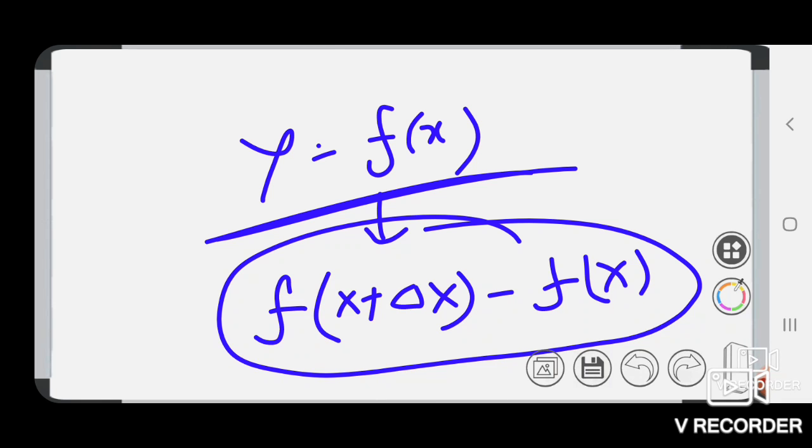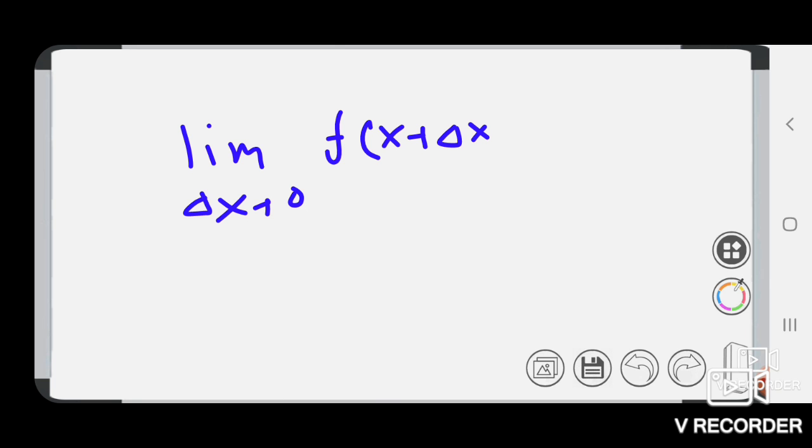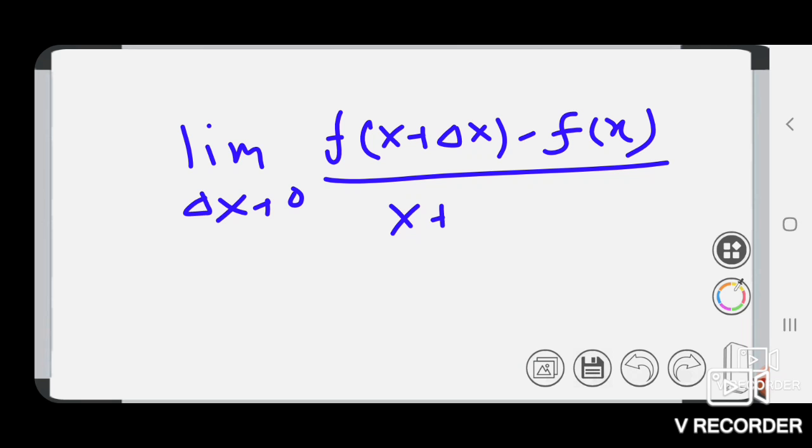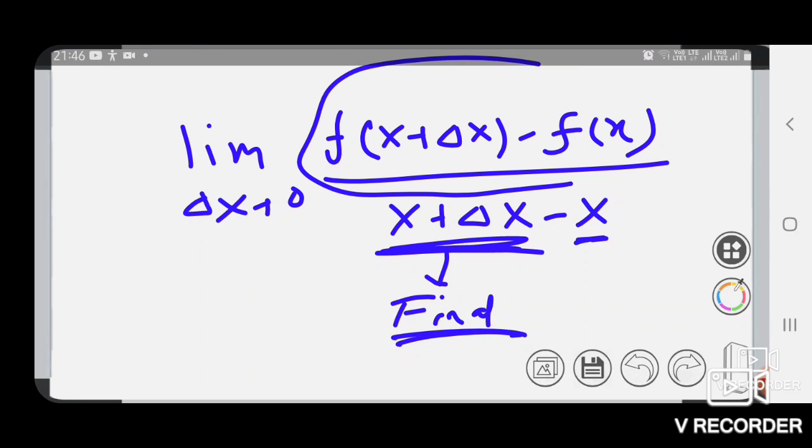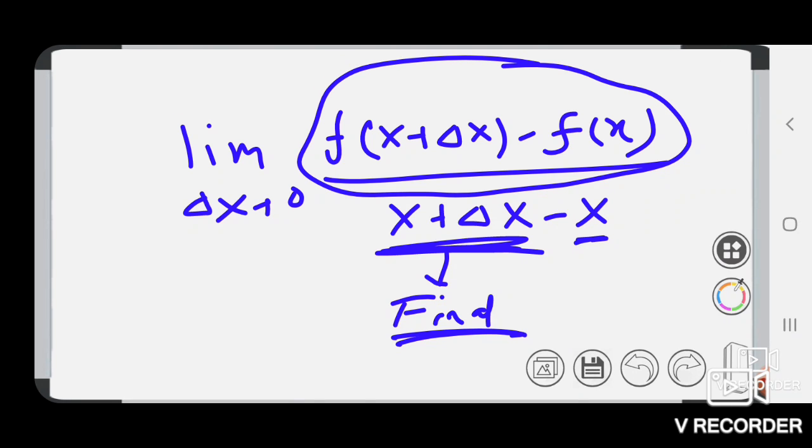If we consider y is equal to f(x), now you can understand the importance of functions here. So now let's say limit del x tends to 0, f(x plus del x) minus f(x), divided by x plus del x minus x. This is the growth, of course. The final length is this, and the initial length is this. So final length minus initial length is the growth. Here also the same thing is shown.